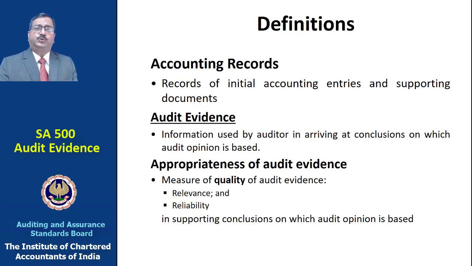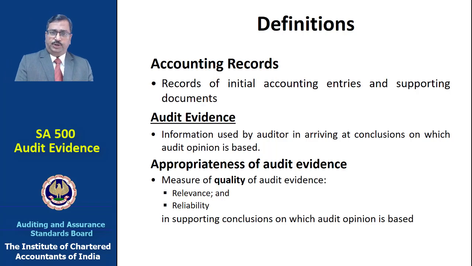The standard also gives various definitions, say accounting records, audit evidence, appropriateness of audit evidence, etc. Accounting records, all of you know, are the records of initial accounting entries and supporting documents. For audit purposes, we always depend on the books of accounts, be it in electronic or physical form. Audit evidence is the information used by the auditor in arriving at the conclusions on which the audit opinion is based.